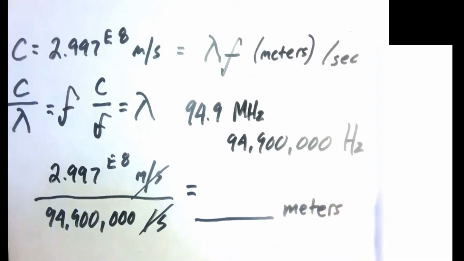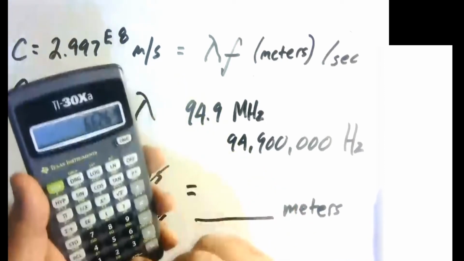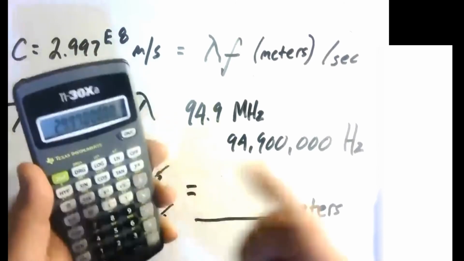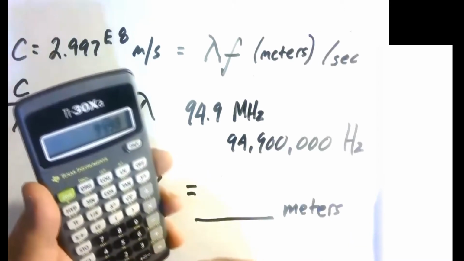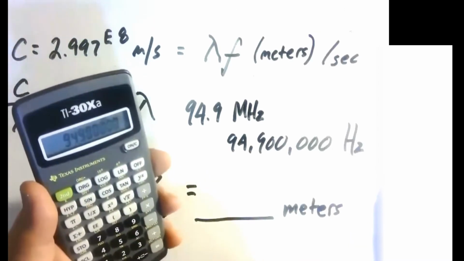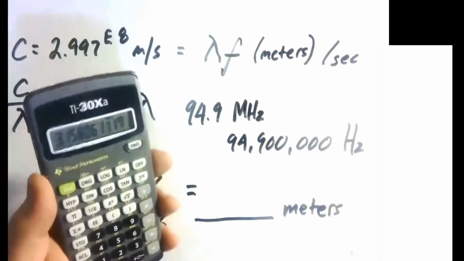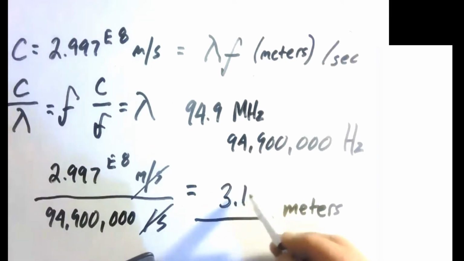All right, let's do it. 2.997 E8 divided by 94,900,000. Better be careful when I enter those zeros. There it is. And here's my result. It says 3.15, blah, blah, blah. We're just going to round that to 3.16.